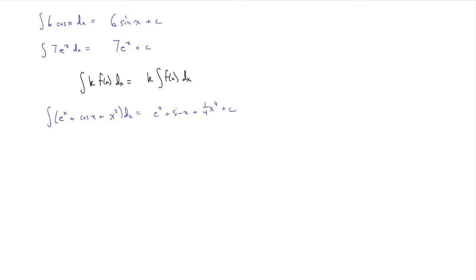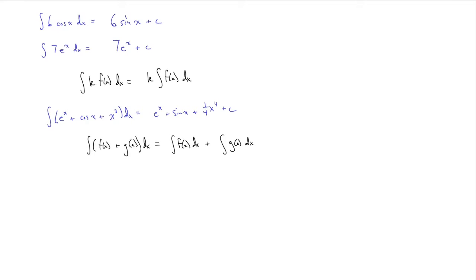And hopefully you came up with e to the x plus sine of x plus 1/4 x to the 4th plus a constant. If you take the derivative of this function, you get e to the x plus the cosine of x plus x cubed. Don't forget that arbitrary constant at the end. It's very important. It gets more and more important the further along we go. So get in the good habit of remembering it right from the beginning.